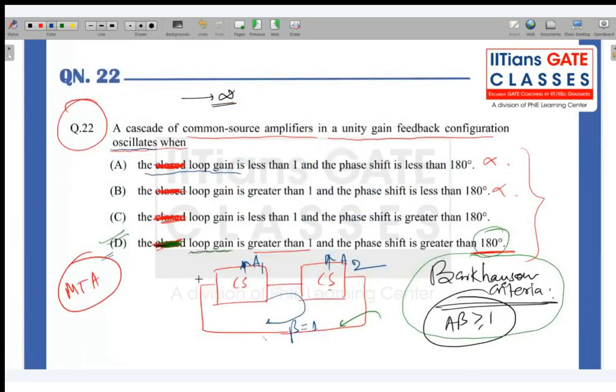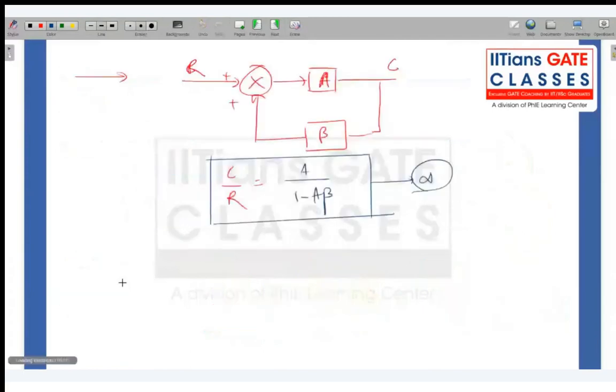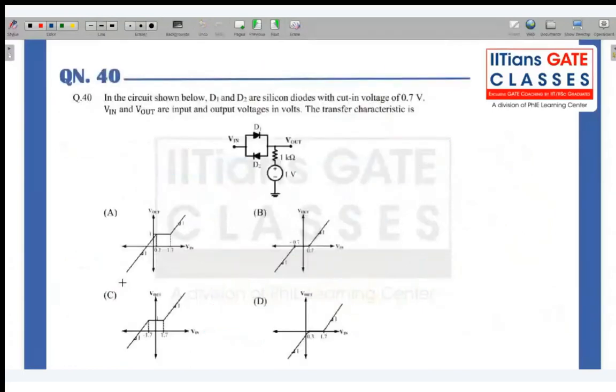I believe everybody understood this. In the oscillator chapter, we will go through these things in detail. So this question everybody might get marks to all, I mean to say, right? Okay, so let's move to this question, and this question is again from our classroom notes only.